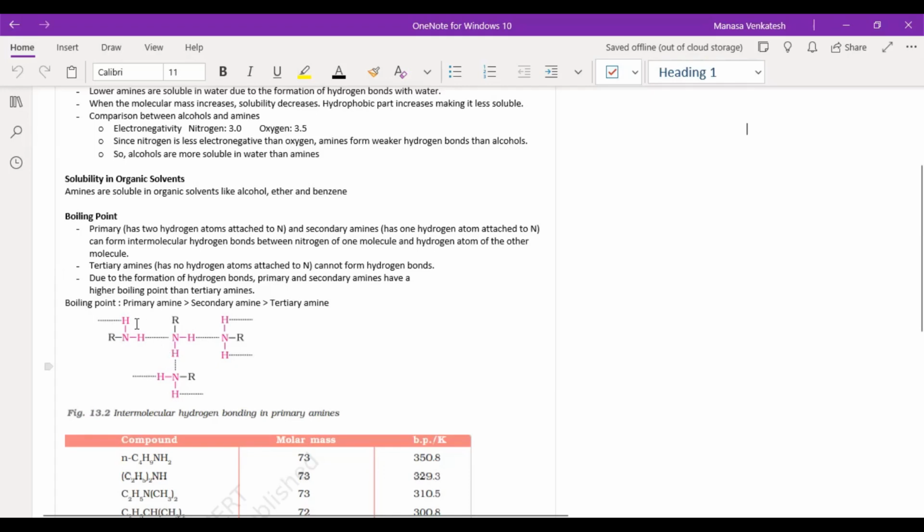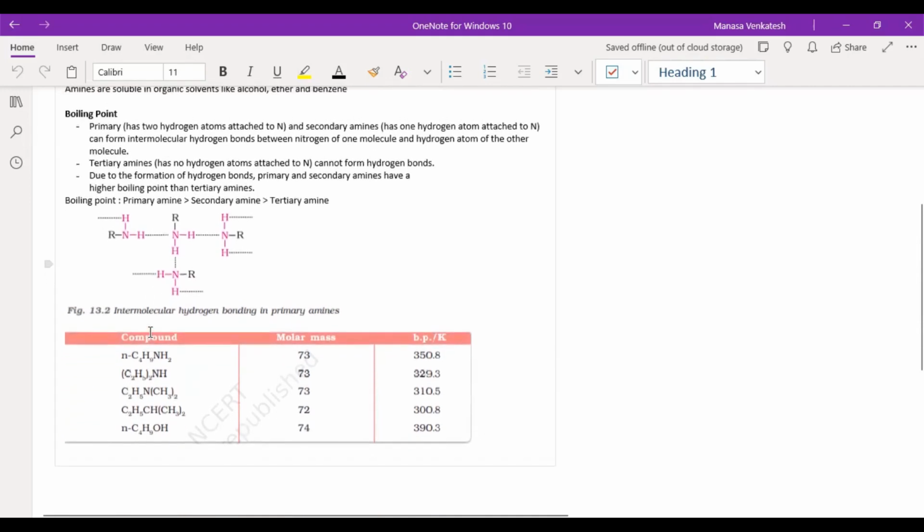A hydrogen bond is formed between the hydrogen atom of one molecule of amine and the nitrogen of the other molecule. Since you have 2 hydrogen atoms in a primary amine, the tendency to form a hydrogen bond is much stronger. So they tend to form much stronger hydrogen bonds than secondary amines. And since tertiary amines do not even have a hydrogen atom, hydrogen bonds are not formed in this case. Due to that, the boiling point is affected. So the boiling point is higher for primary amines than secondary, and then you have tertiary amines.